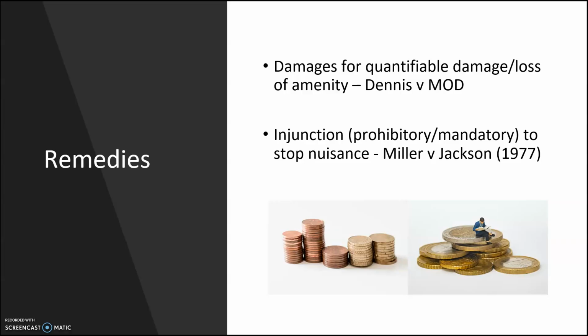Finally, in terms of remedies, there are 2 remedies you might be looking for in these sort of scenarios: damages for quantifiable damage or loss of amenity. So damages for the damage that's actually been done, or the loss of amenity, the loss of enjoyment you're having in land, which is slightly harder to quantify or to calculate an actual price for. As we saw in Dennis v MOD, they were awarded, as I mentioned earlier, damages. The other thing you might want is an injunction, either a prohibitory injunction, which is stopping you doing something, or a mandatory injunction, which means doing something. So the classic example is stop playing the drums or soundproof your room. Those 2 versions are to stop the nuisance. And the classic case you want to mention when you're talking about an injunction is Miller v Jackson, which involved an injunction in that case.